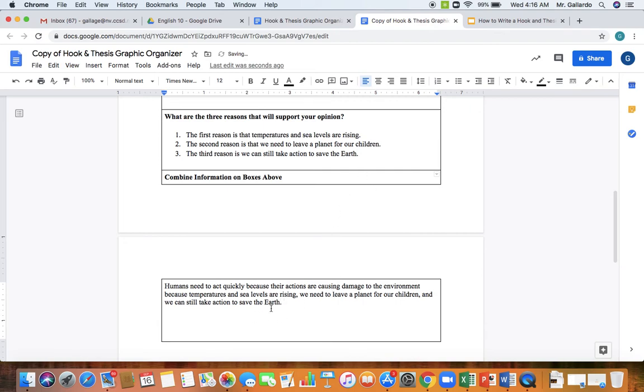Now, once I look at this, this needs some proofreading. So after you write your thesis or this sentence, you will want to read it over and just make any fixes you need to make. So for example, in here it says humans need to act quickly because their actions are causing damage to the environment because temperatures and sea levels are rising. We need to leave a planet for our children, and we can still take action to save this Earth. So right now this doesn't make too much sense. So I will fix it quickly. Give me 1 second to think.